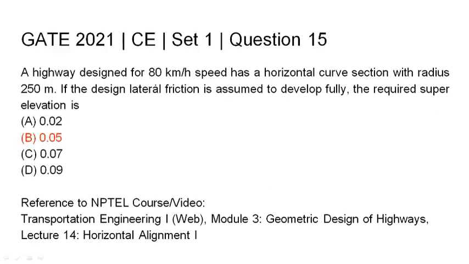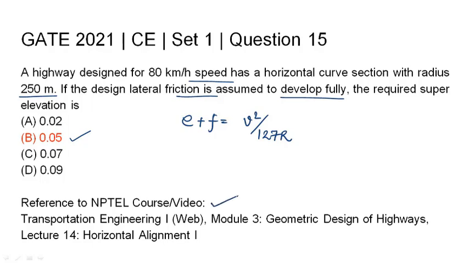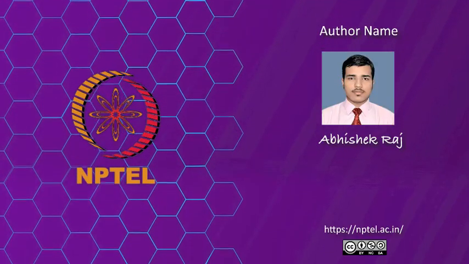So a highway designed for 80 km per hour speed with a horizontal curve of radius 250 meters, if we assume the lateral friction to be developed fully, the required super elevation would be 0.05. The equation used was E plus F equals V square by 127 R. The relevant reference to the NPTEL course has been provided as below.